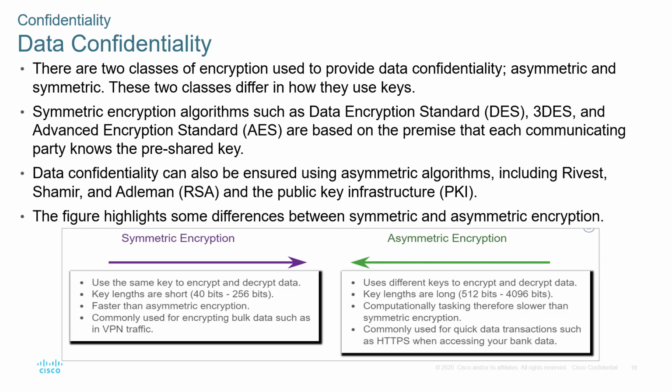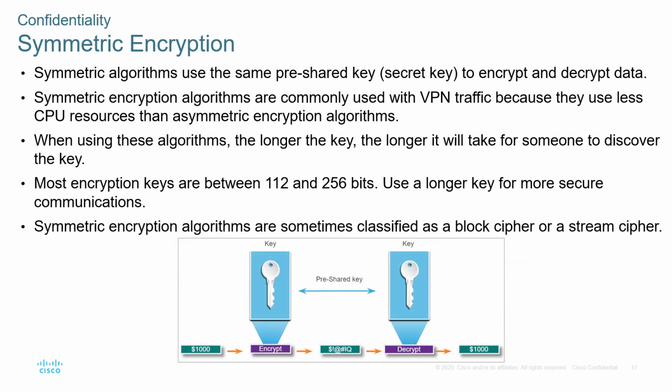So again, looking at this figure, symmetric versus asymmetric. Symmetric, same key to encrypt and decrypt. Asymmetric, one key to encrypt, different key to decrypt. Alright, so let's dive a little deeper. Let's look at symmetric keys a little bit more in depth. Again, pre-shared key, they have the same key for encrypting and decrypting. Most encryption keys are between 112 and 256 bits. The longer the key, the more secure.